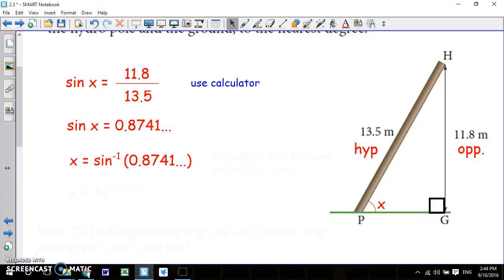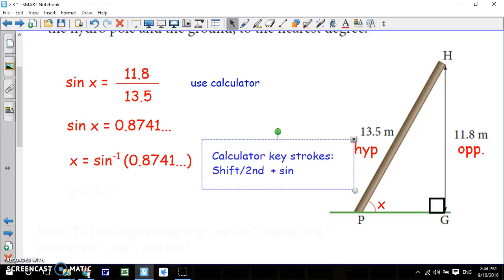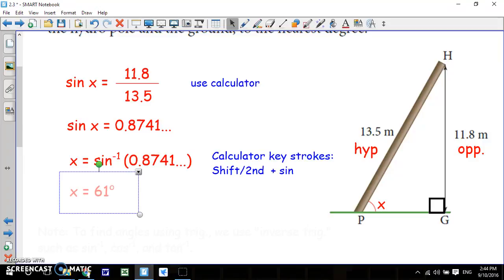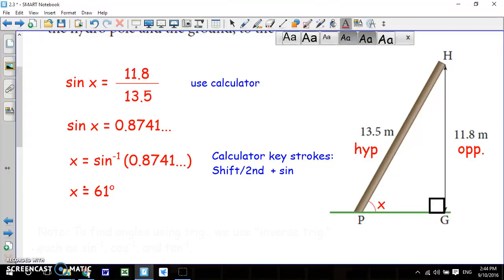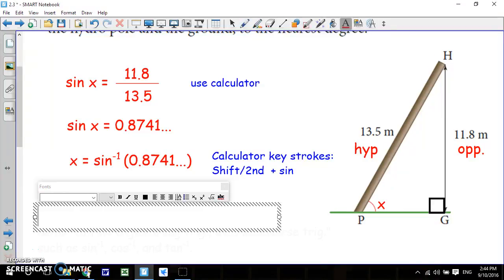Looks like that. And now on your calculator, enter shift or second function plus the sine button, 0.8741, equals. And that should give you approximately 61 degrees, which means that the hydro pole forms an angle of about 61 degrees with the ground. And you can write the sentence.